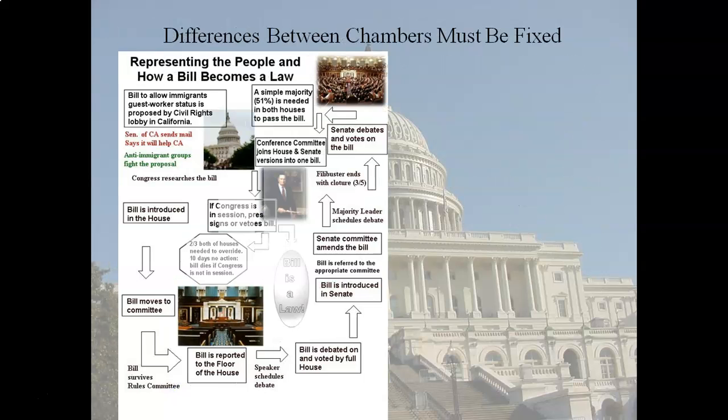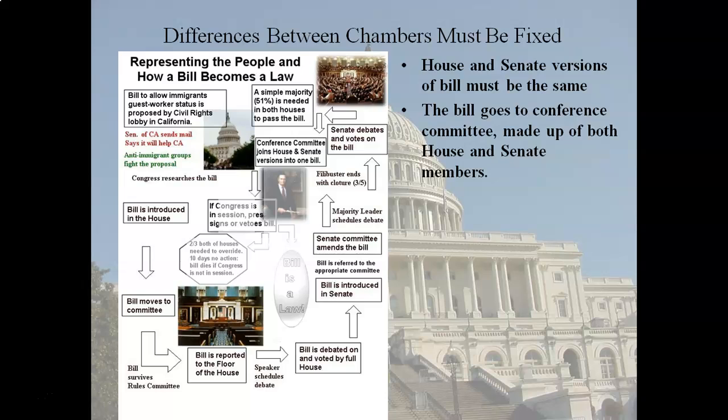Okay, moving on. Assuming that the bill started in the House, and then it was passed and went to the Senate, and the Senate Standing Committee made changes to the bill, now we have two different versions of the bill. They're not the same, so we have to rectify that. The House and Senate versions of a bill must be the same.